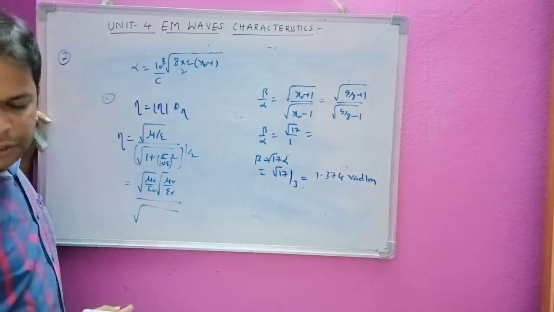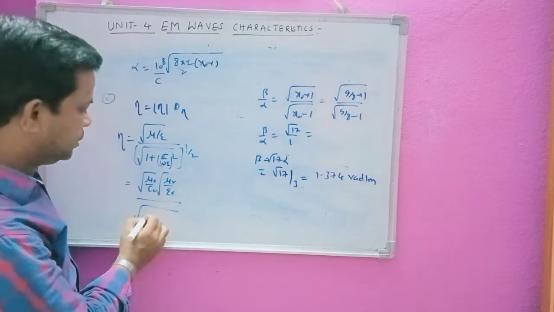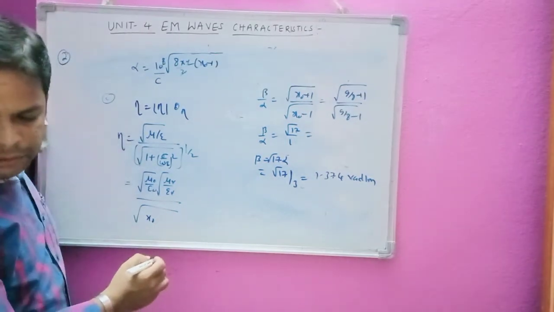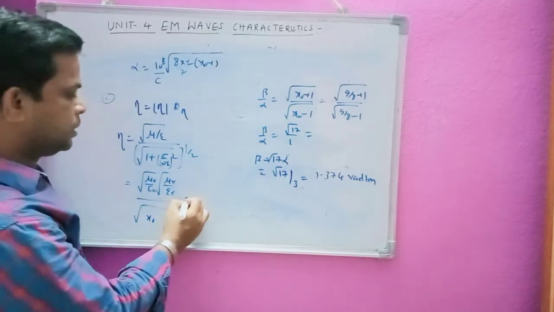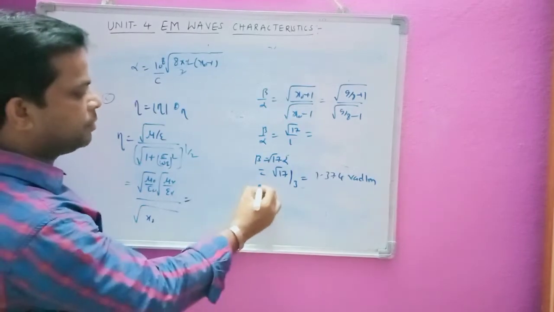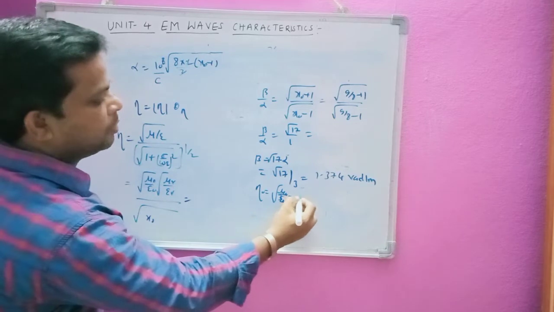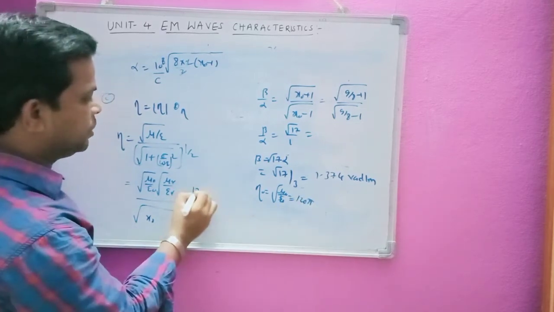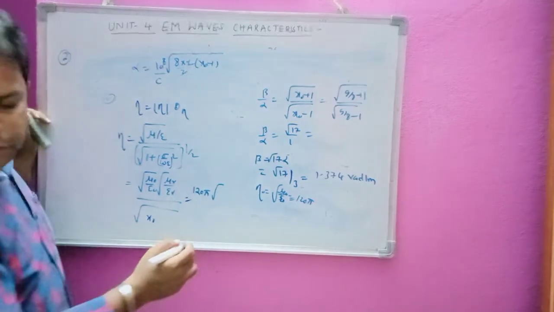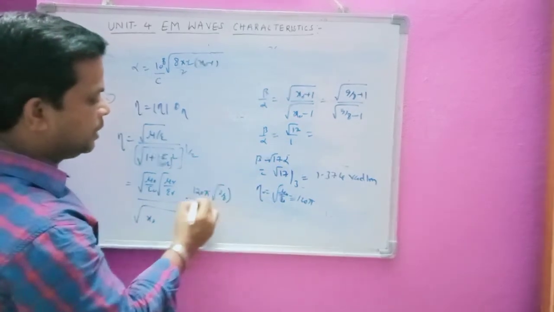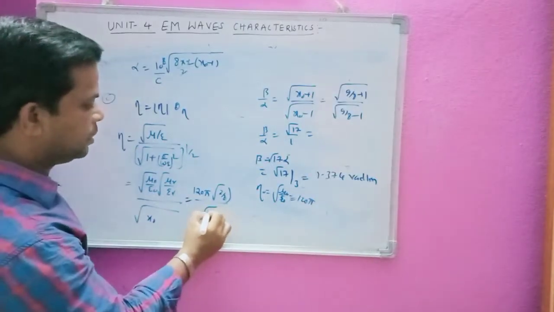So this value is root of x naught, whole power 1 by 2, and this value is nothing but the intrinsic impedance of free space, that is, square root of mu naught by epsilon naught, which is equal to 120 pi. I can write here 120 pi into root of epsilon mu r is 2 by 8, so I will get root 9 by 8, the x naught value is root 9 by 8.